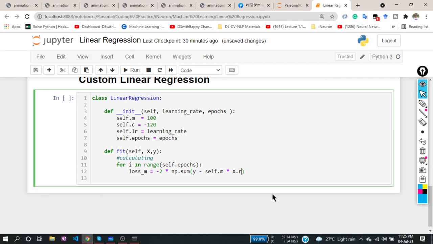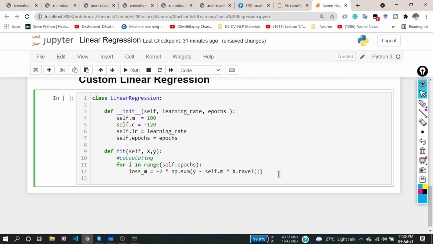Then I will just ravel it. Ravel means I'm just keeping it one-dimensional, because there might be some dimensional issue, and I don't want the code to face any issue. Suppose X might be a two-dimensional array, because there might be two input features, for example price and number of homes. So this is good practice. If you do ravel, it will keep it one-dimensional and you will not get any issue. Most of the time, pandas gives such arrays. You can search for ravel, and I think you will get a proper understanding.